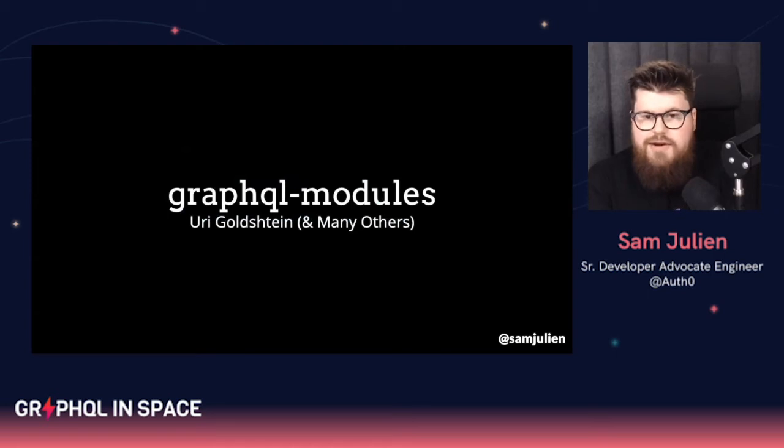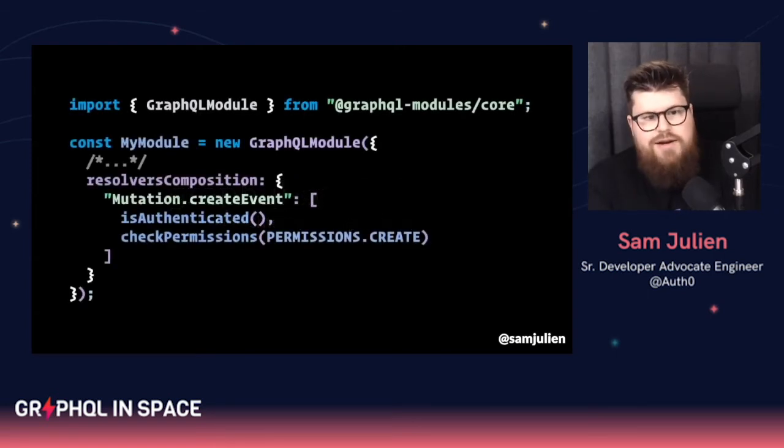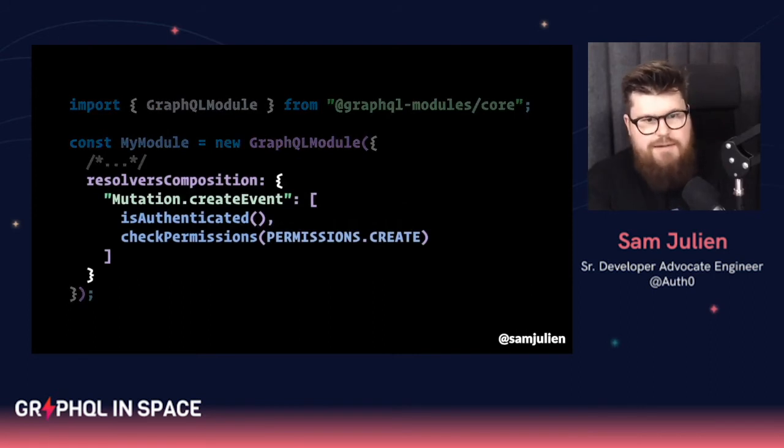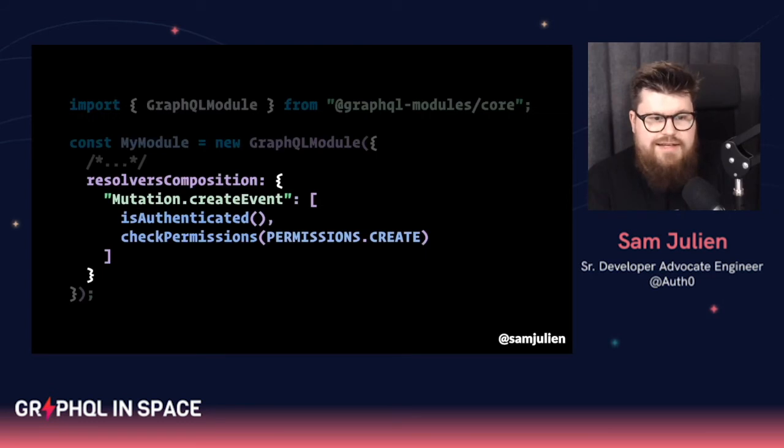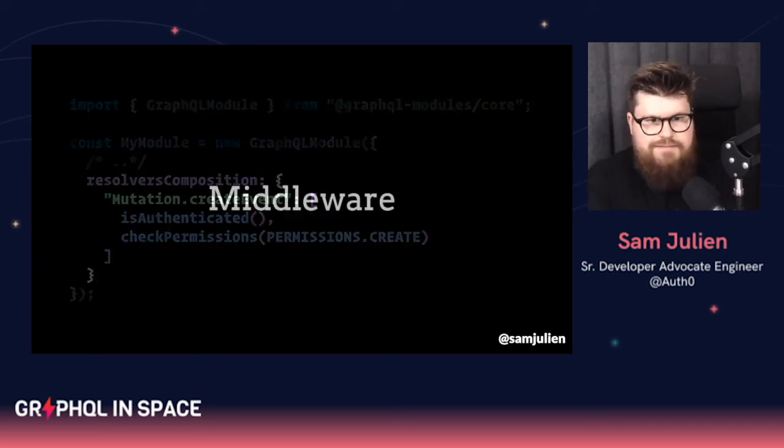There's another library called GraphQL Modules that's a slightly different approach to this, where we can compose together resolvers. So we have this resolvers composition object, which gives us an array, and inside of that, we have our isAuthenticated and our check permissions, and we can chain them together. So basically, this library is saying, hey, when you encounter the create event mutation, first tack on these other two resolvers that we've created for checking authentication and permissions.